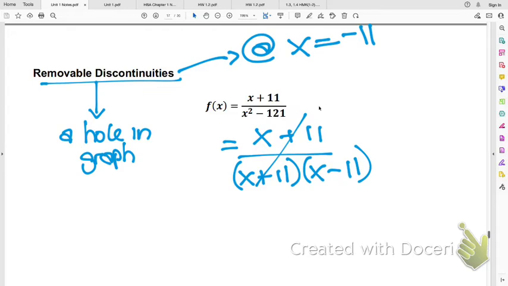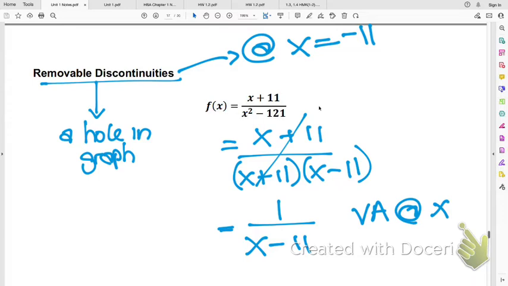The best way to remember what that means, to me, and this was what I was taught in high school: removable discontinuities are those that you literally remove by canceling. They are removed from the equation. Non-removable discontinuities are like asymptotes. Those do not come out of the equation. In fact, I would be left with this one as 1 over x minus 11, and I would know that means I have a vertical asymptote at x equals 11.